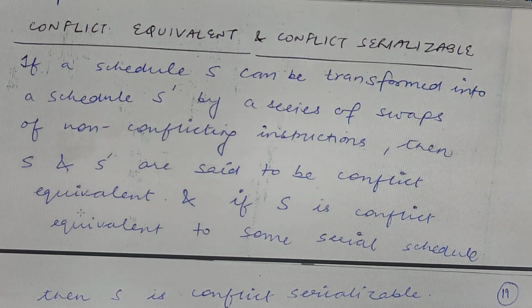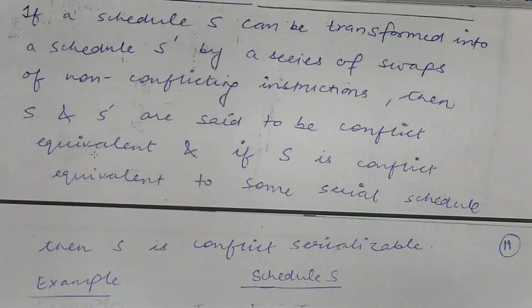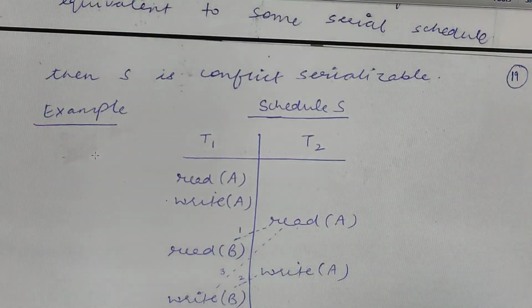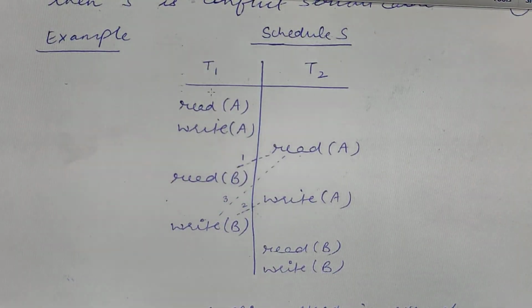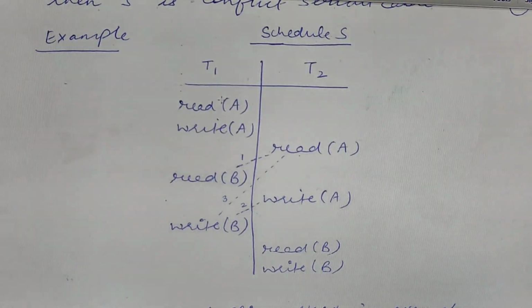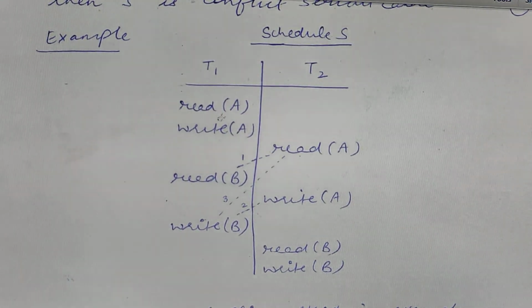This is what the definition says, right? I'll explain this with the help of an example. You will definitely understand this. Suppose this is a schedule S. I have transaction T1, I have transaction T2. Now you can see here the operations are performed in an interleaved fashion. We have executed two operations of T1, then we have switched to T2, then T1, then T2, then T1, then T2. This is interleaved fashion, right?